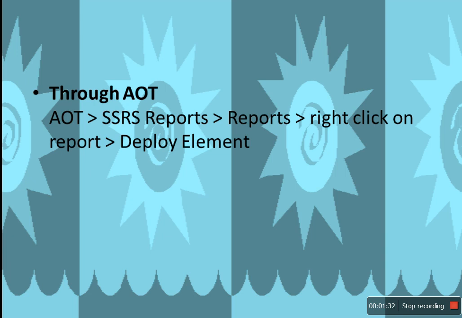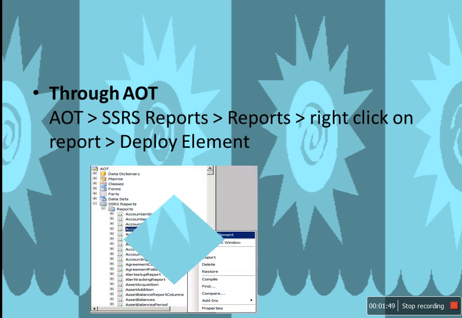The first way is through the AOT. You can deploy your report just by going to the AOT, SSRS Reports, then Reports, and finding your report. Just right click and deploy. It's very easy to deploy the SSRS report in AX2012. Here is an example: go to SSRS Reports, then Reports, select your report, then right click and you will see the deploy element option.